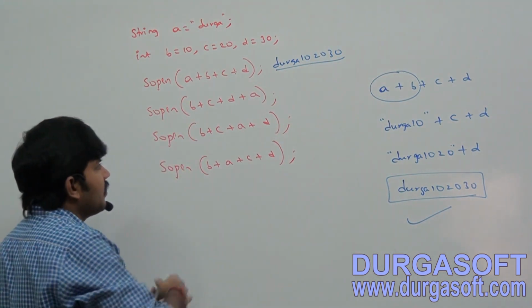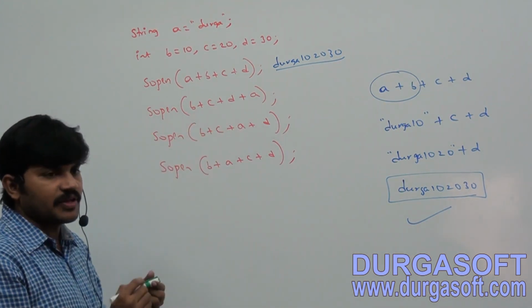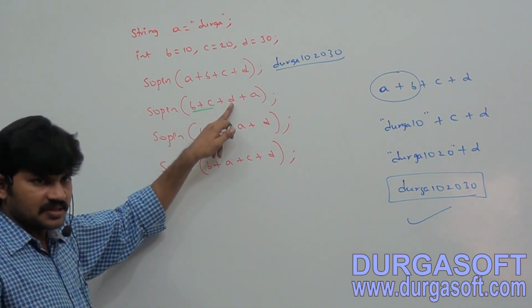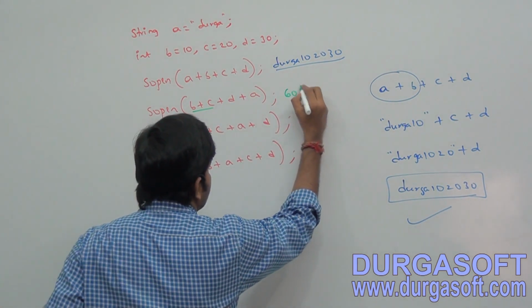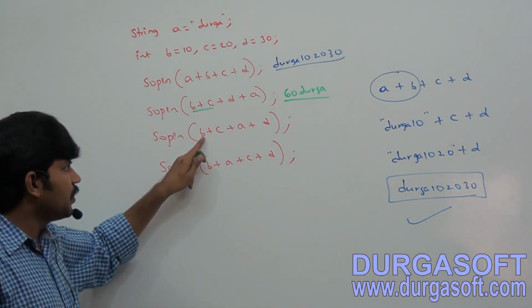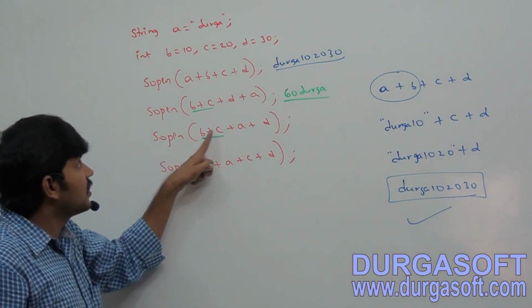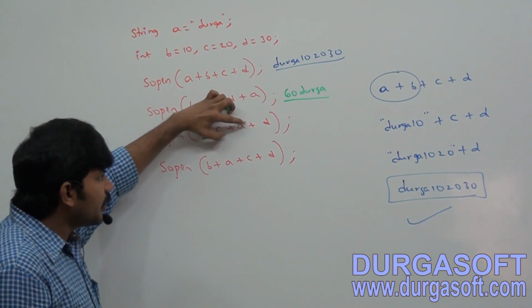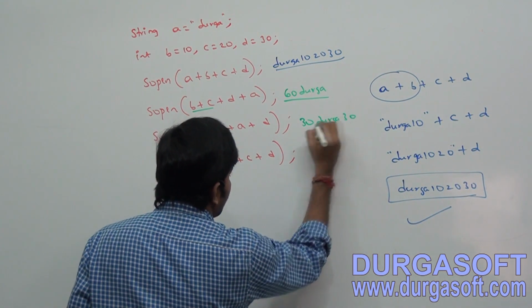Now can you tell B plus C plus D plus A, what is the answer? B plus C plus D, have you observed? Both are numbers, so arithmetic addition: 10 plus 20 plus 30 is 60, followed by A, Durga. That's why the answer is 60 Durga. Next, B plus C plus A plus D. B plus C, both are numbers, arithmetic addition, 30. Then 30 plus Durga is string concatenation, 30 Durga, and then 30 Durga 30.